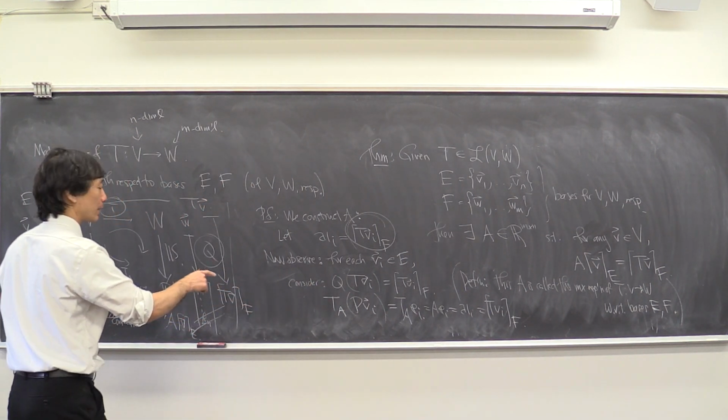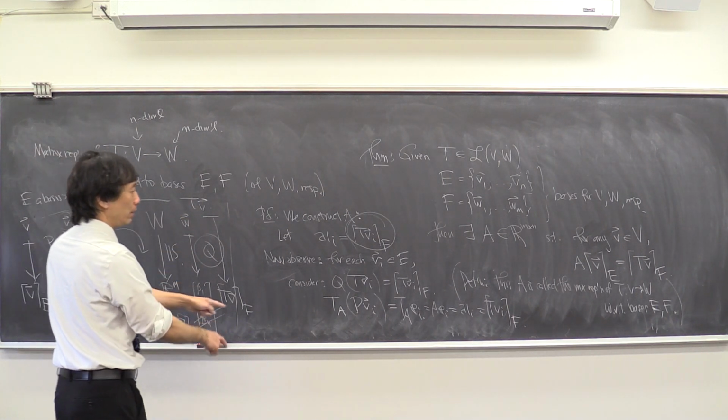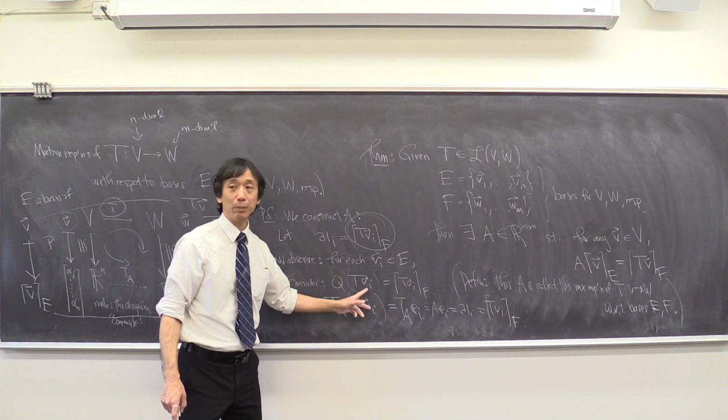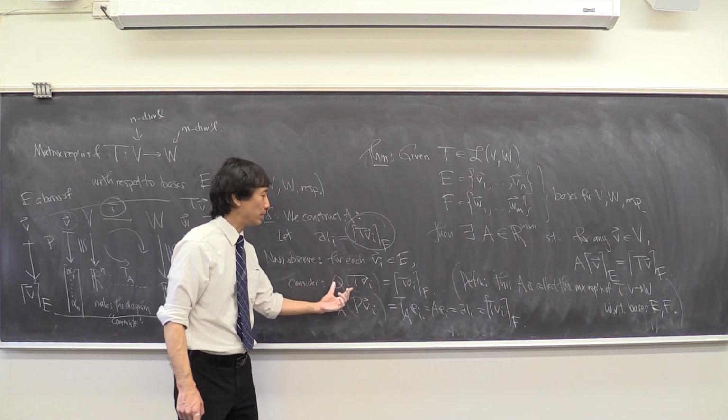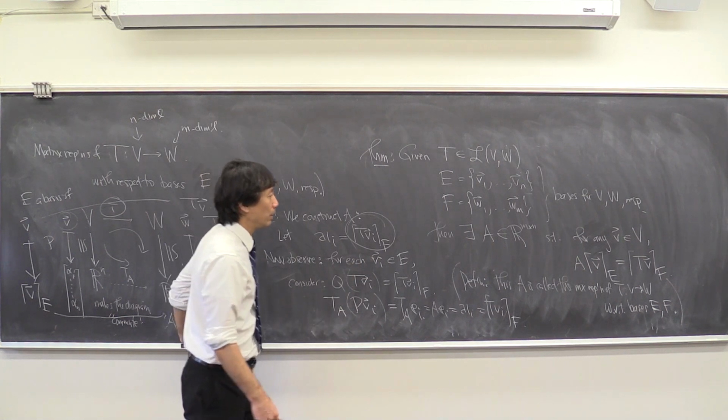So what does this tell you? This tells you that if you go this way and then down, and this way and then across, on the basis, you get the same thing. But since these guys agree on the basis, then they're going to agree everywhere. Okay.